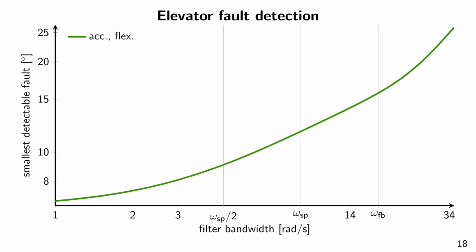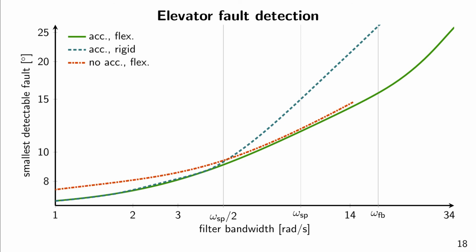This is the curve we get when we design the filter for the flexible model and use the acceleration measurements. Hence, this is the best performance we can achieve. The curve is increasing since the speed and the accuracy of the detection are at odds with each other. When we design the filter using the rigid model, the trend we see is similar to the previous case, up to half of the frequency of the short period mode. Above this frequency, the difference between the models is becoming more significant, causing the disparity in the performance.